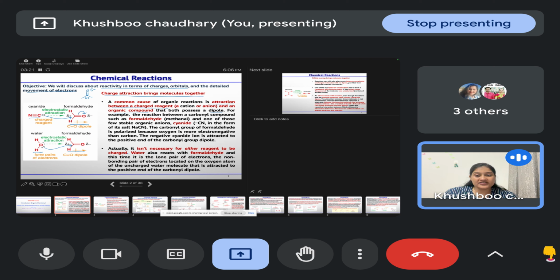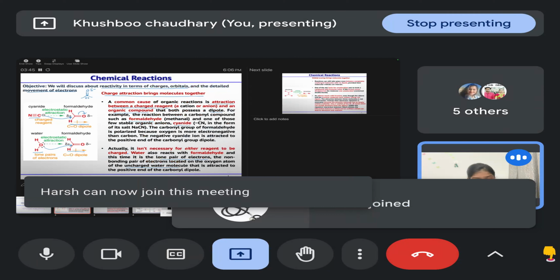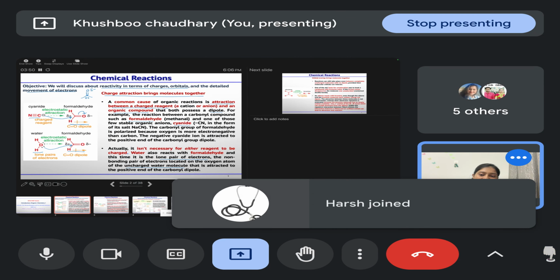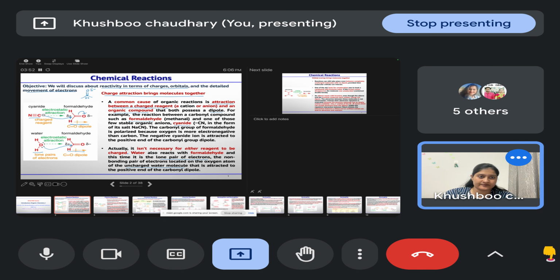So, in the case of water, these lone pairs will participate in the chemical reaction. What are the causes that can lead to the formation of a chemical reaction or chemical bond between molecules? First is attraction between a charged reagent and a dipole, for example, formaldehyde and cyanide, as we saw. And second is when a species that contains a lone pair of electrons interacts with a dipole species, then also attraction between them makes the chemical reaction happen.